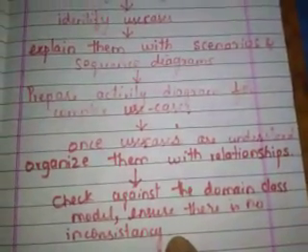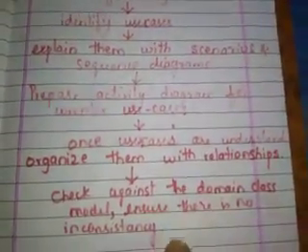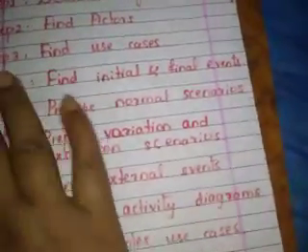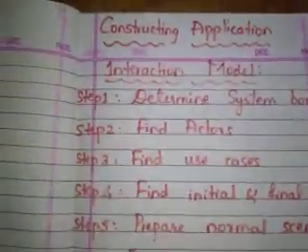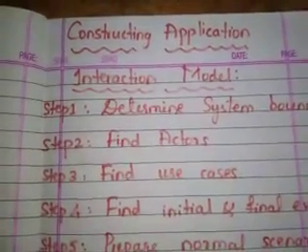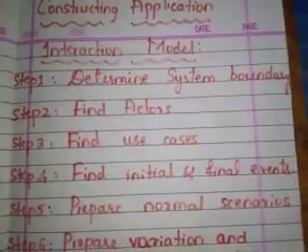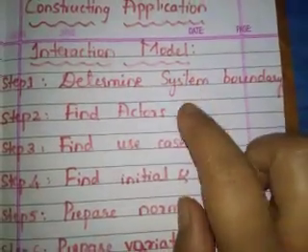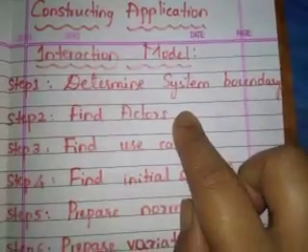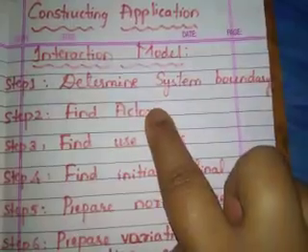Next, we should check against the domain class model which we have analyzed and built. We should cross-verify against the domain model for inconsistencies. So we'll start with the construction of the application interaction model. The different steps in constructing the application interaction model are: the first one is to determine the system boundary, find out the actors who are using your system. Next is to find the use cases, that is, the functionalities performed by these actors.